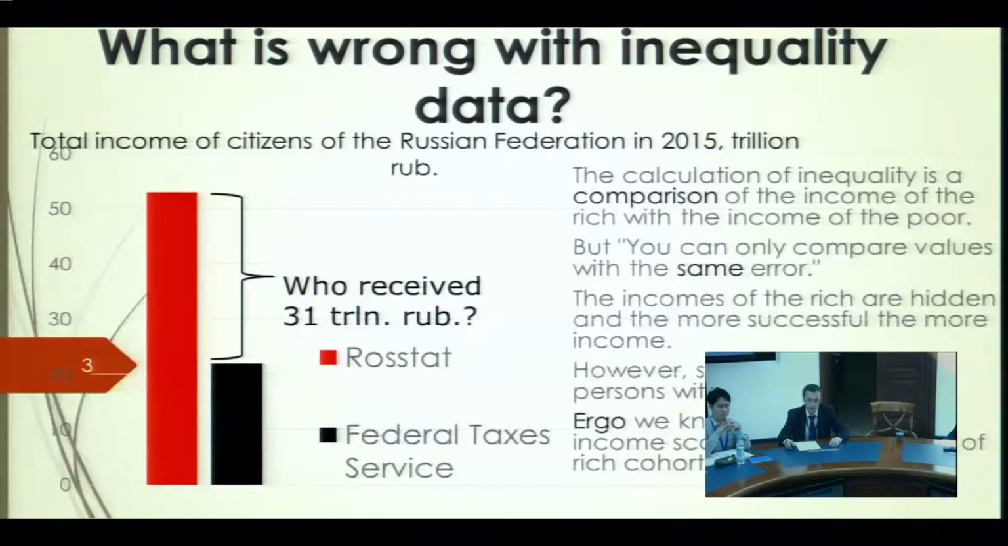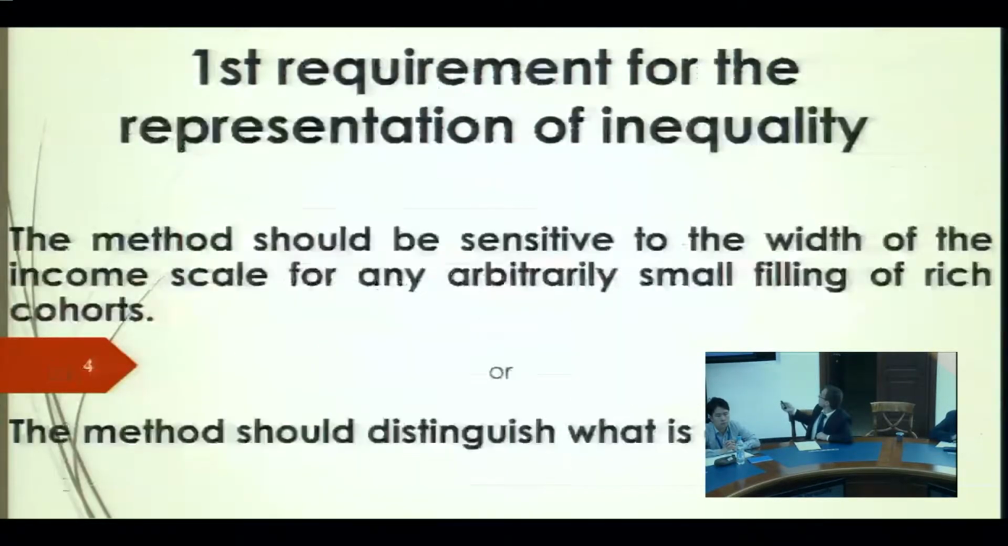However, few rich are public persons with a known income. Therefore, we know the weight of the income scale, but not the filling of the rich cohorts. Therefore, our first requirement for the representation of inequality is that the method shall be sensitive to the weight of the income scale for any arbitrarily small filling of rich cohorts, or the method shall distinguish what is different.